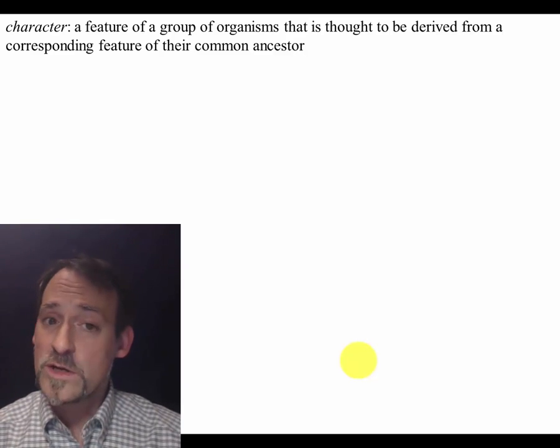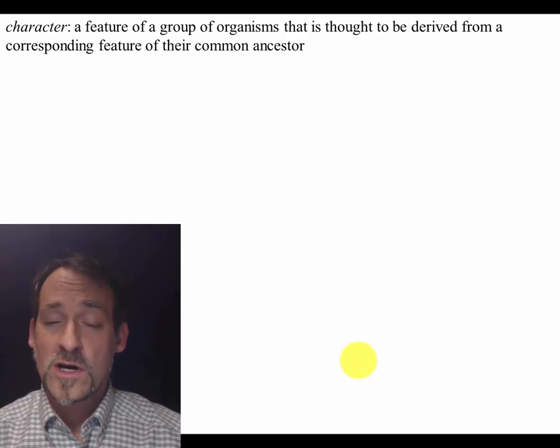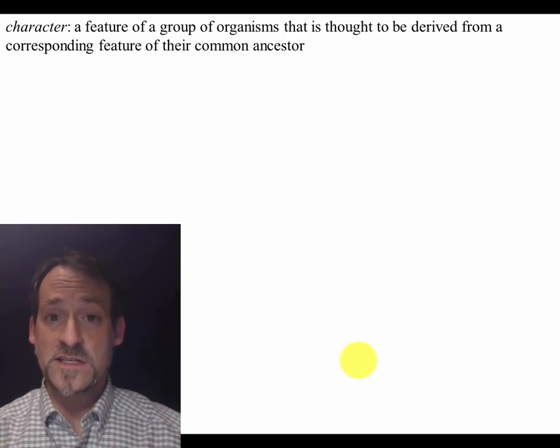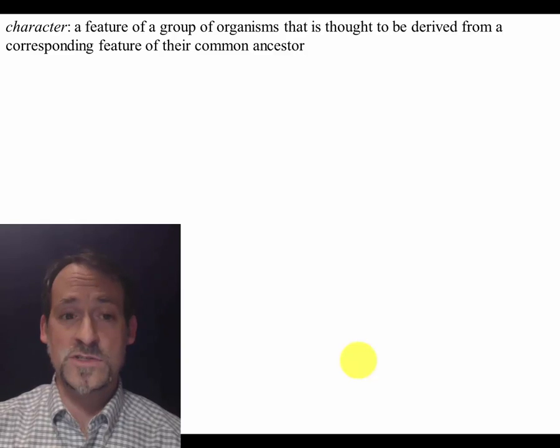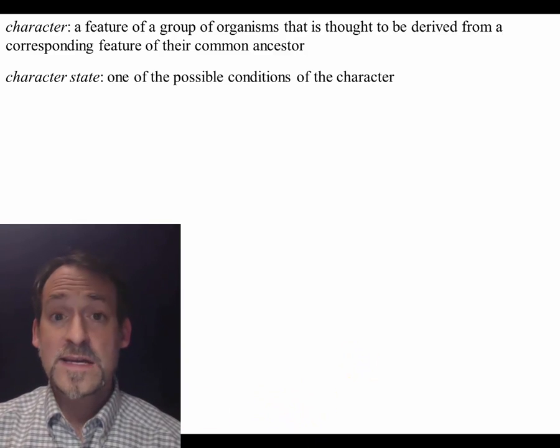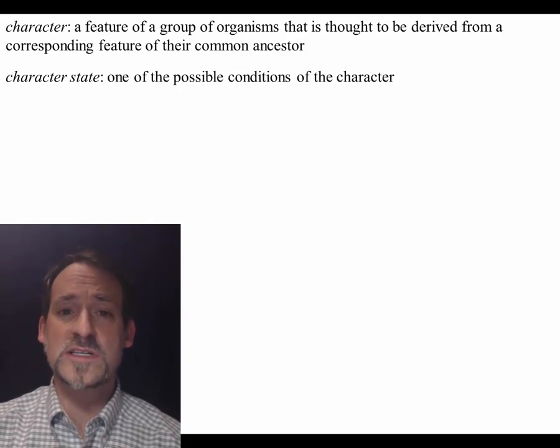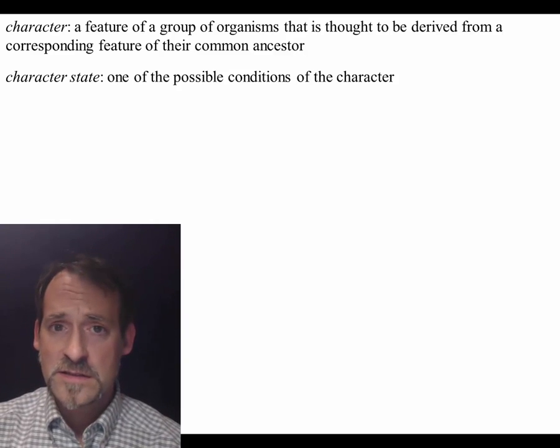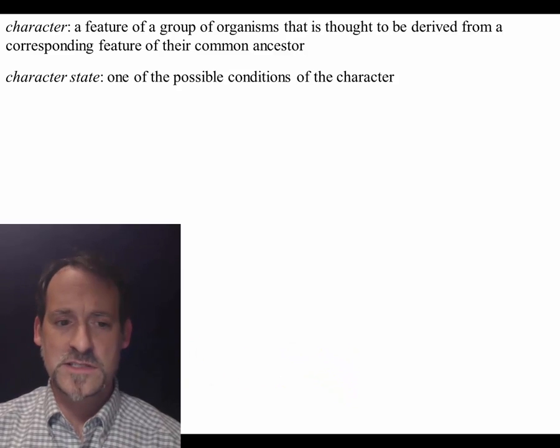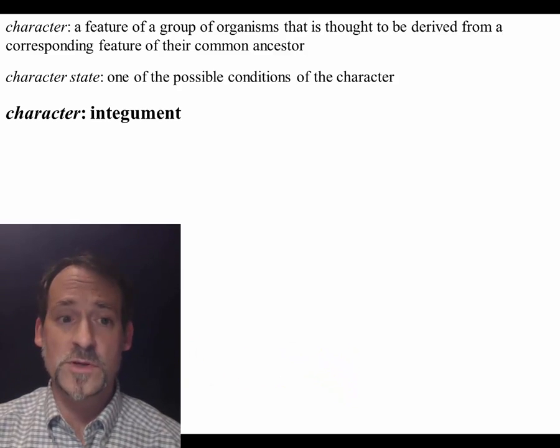Okay, and usually what you want is a feature that is found on all of the organisms in your in-group. That's what's going to be useful. A character state is one of any of the possible conditions of this character. Now this is super vague and abstract, so let's put some concrete examples to it.